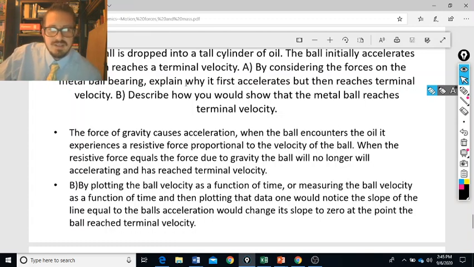And then to address part B here, it says, by plotting the ball velocity as a function of time, or measuring the ball velocity as a function of time and then plotting the data, one would notice the slope of the line equals the ball's acceleration. The slope of the line, which is equal to the ball's acceleration, would change to 0 at the point the ball reached terminal velocity, right? And so we'd see a constant velocity once it had reached that final speed, and that would be evidenced on a velocity-time plot by a line that had a slope of 0. And that would be one way to show that it had indeed reached terminal velocity, by collecting the data and then putting it on a plot.